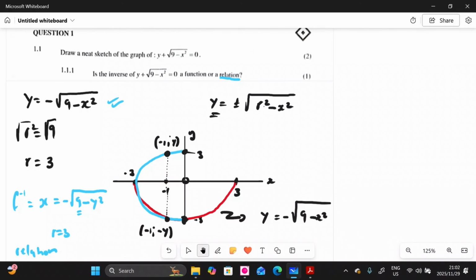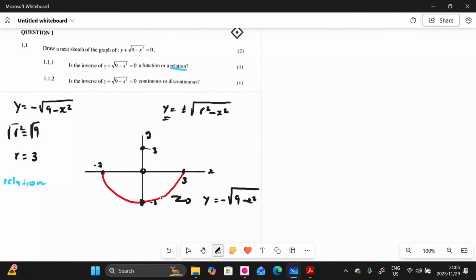All right, people, we are done with this question 1.1.1. How about we look at 1.1.2? All right, guys, we are done with 1.1.1. Let's look at 1.1.2. Now, the question here states: is the inverse of y plus root 9 minus x squared equaling to 0 continuous or discontinuous? So the question here, they are asking, is this inverse continuous or discontinuous?